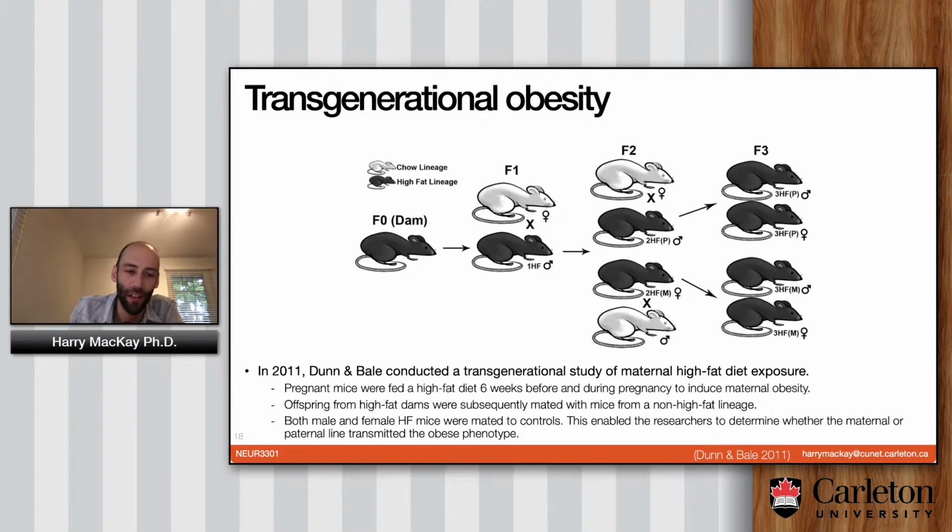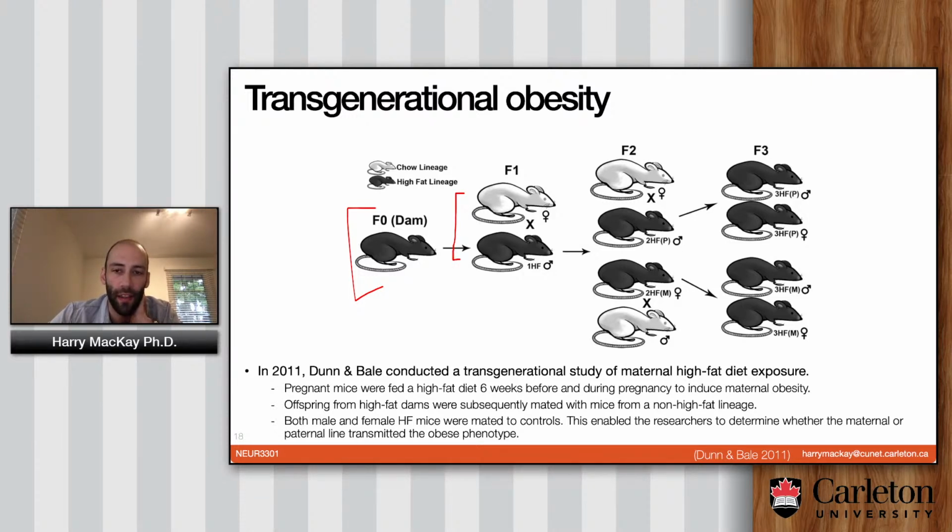So in 2011, Dunn and Bale conducted a transgenerational study of maternal high-fat exposure. In a nutshell, they took F0, the first generation, and fed these moms a high-fat diet before and during pregnancy to make them overweight. Then they took the offspring of those and mated them to control mice that were not exposed to the high-fat diet. And they ran this all the way out to F3.